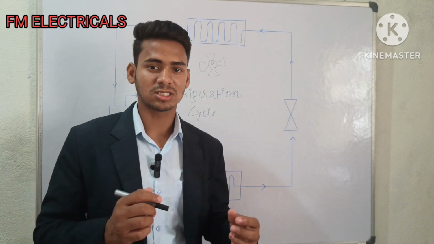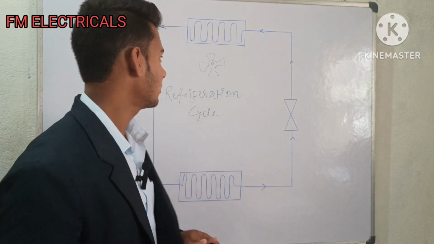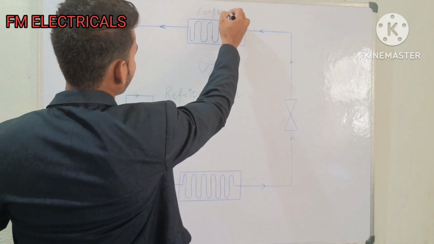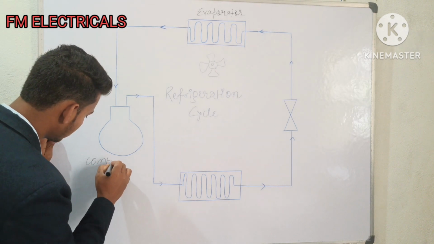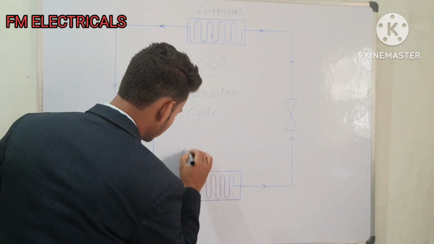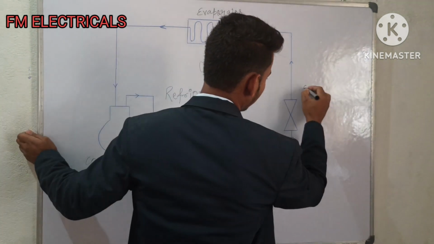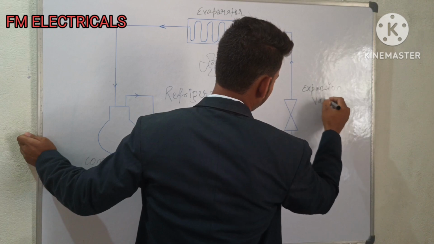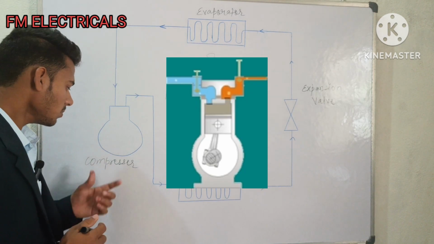Now let's talk about its components. There are four main components of the refrigeration cycle. They are: the evaporator, second one is the compressor, third one is the condenser, and the last one is the expansion valve.